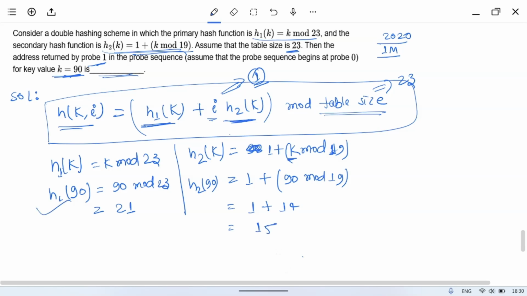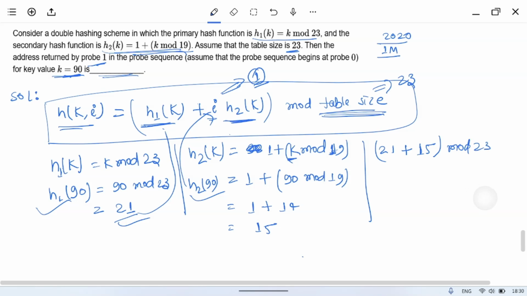Now we have the H1 value and the H2 value. Put these values in the formula, and whatever answer we get, that is our answer. The H1 value is 21, which we calculated, and the H2 value we calculated is 15. Our table size is given as 23. So 36 mod 23. Finally, the answer is 13. This is our correct answer.